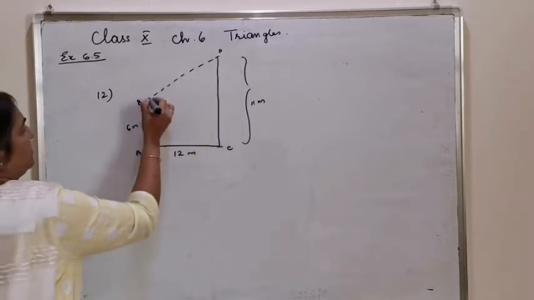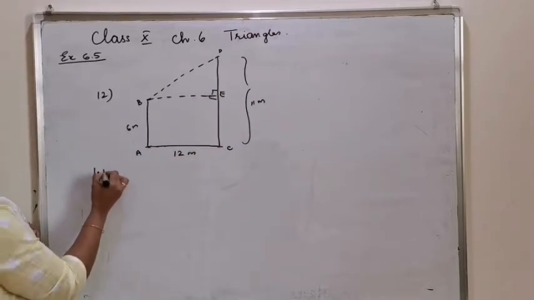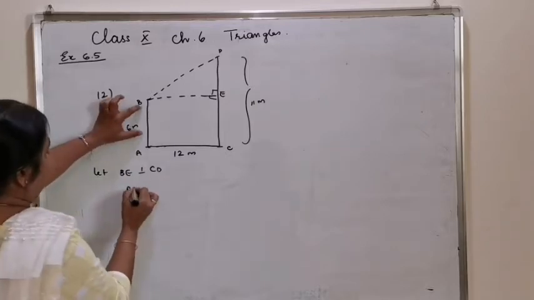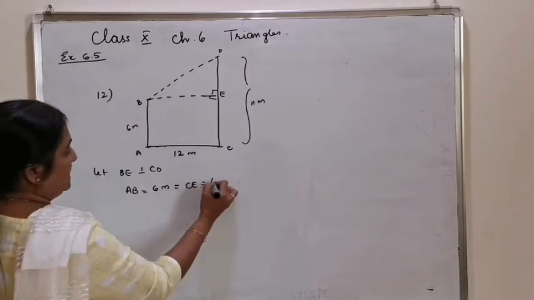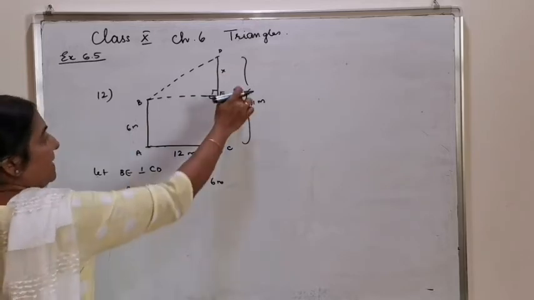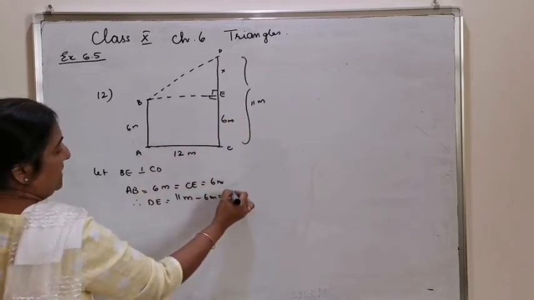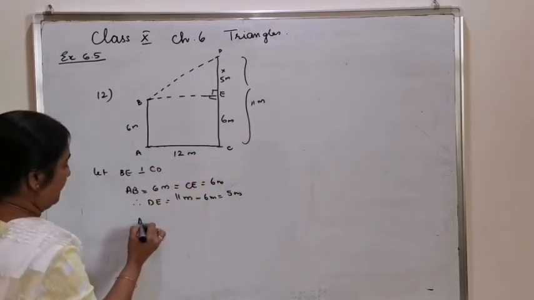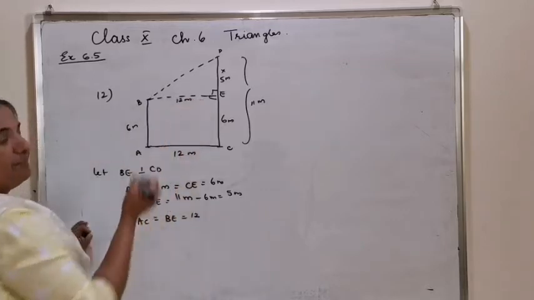BD. As construction, you can just construct BE perpendicular to CD. Now, AB length equal to 6 meter will correspond with CE length as 6. Therefore, the remaining DE length will be 11 meter minus 6 meter, which is equal to 5 meter. AC equal to BE is equal to 12 meter.